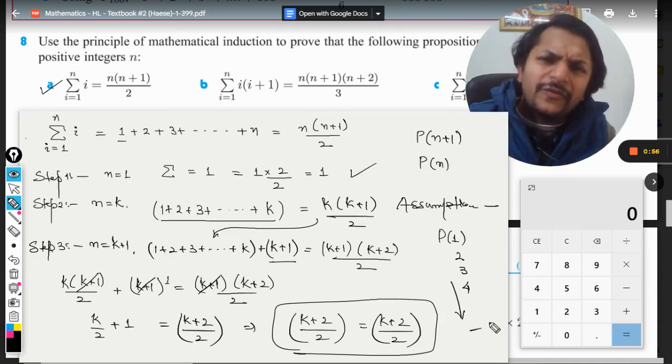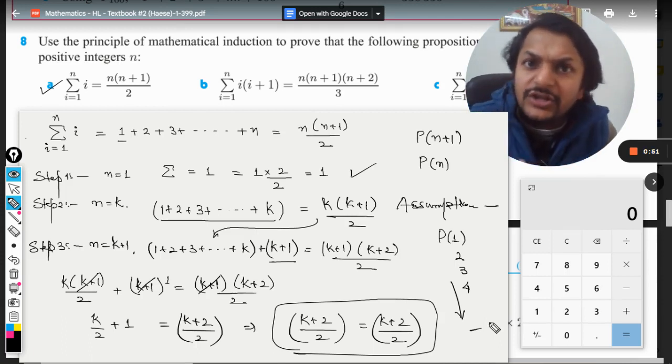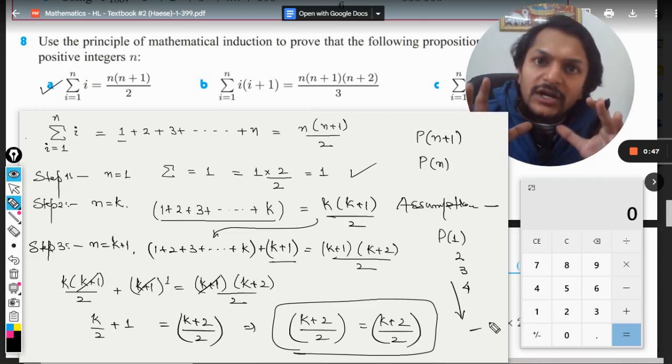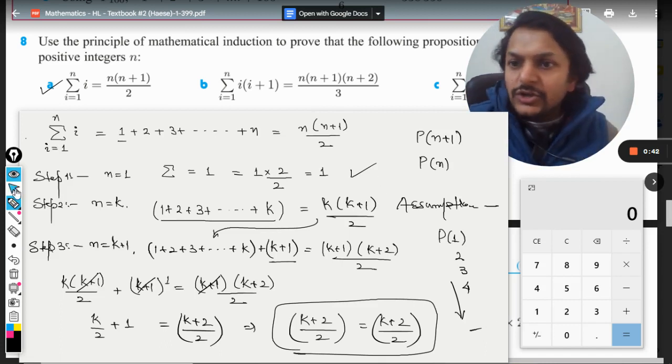There is a great deal of confusion students have when it comes to series, like what is this summation, how to write it. We would be taking one more example of a similar type, and then we will move further.